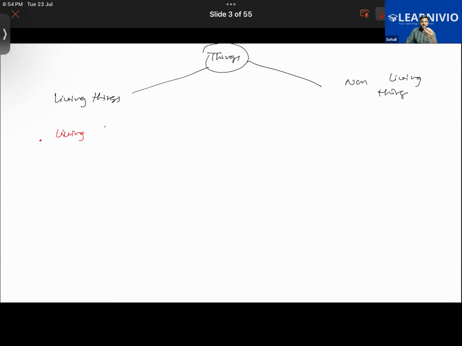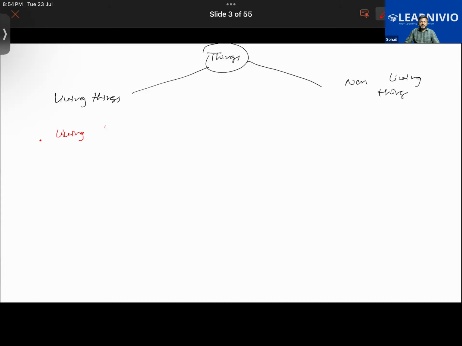Like in the case of living things, like plants or we humans, if you happen to touch a hot object, a hot pan, you immediately remove your hand, right? So that's a stimulus. You respond to your surroundings. You show some movement in response.